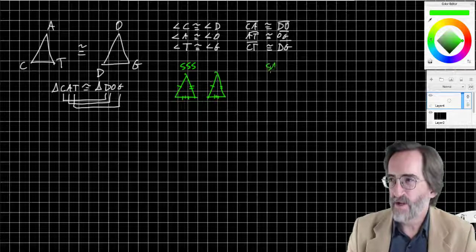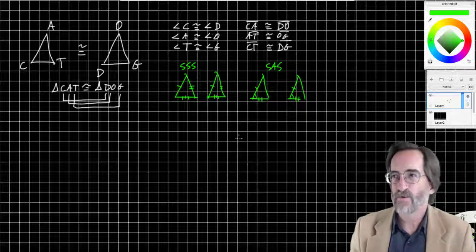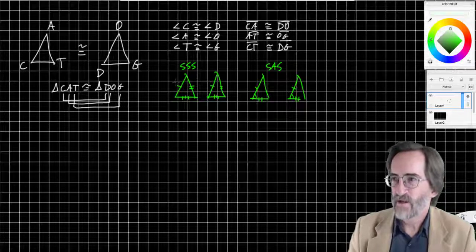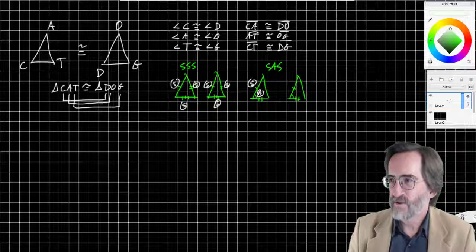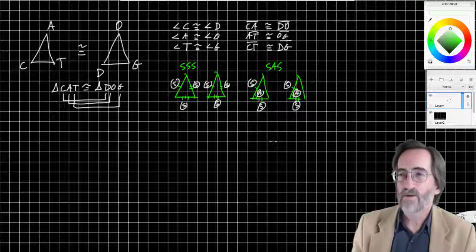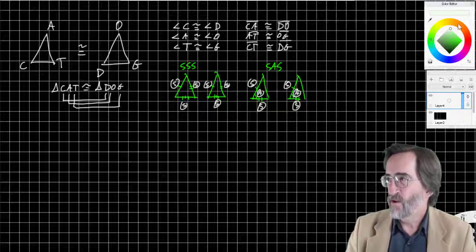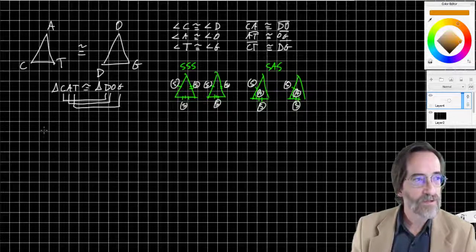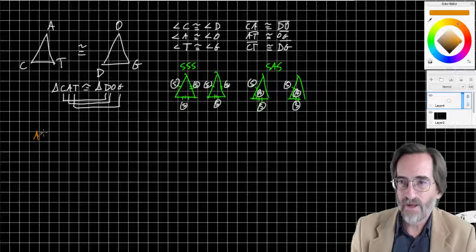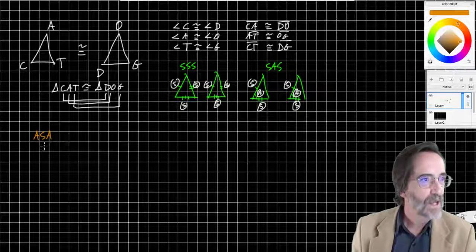Or side, angle, side. If two triangles have two sets of congruent sides, and the included angles between those congruent sides are congruent, then the triangles are congruent. Note that is side, side, side versus side, angle, side, in that order. We're going to look at a couple more today. They are angle, side, angle, ASA, and angle, angle, side.